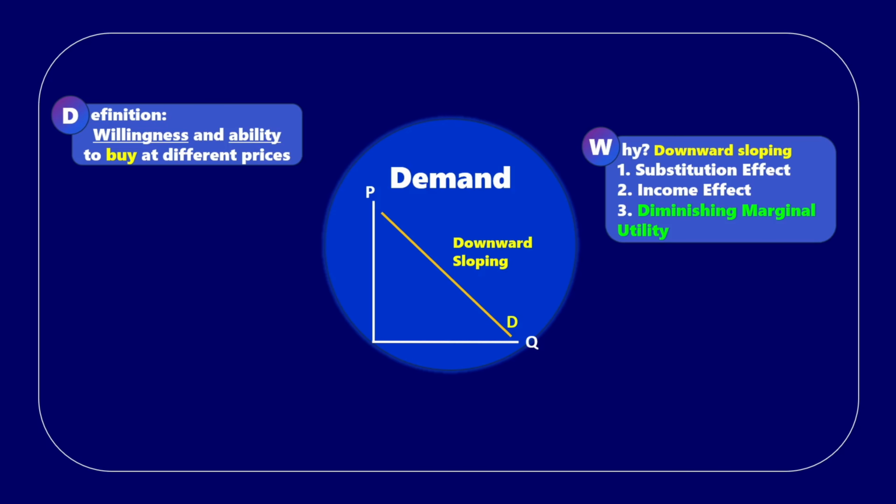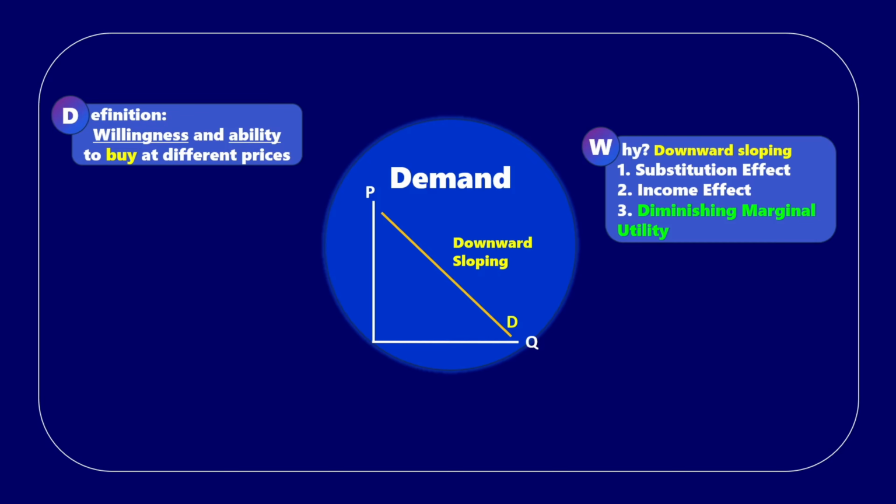Second is the income effect. When prices rise, your purchasing power falls. Think about it. If you only have $20 to spend, but the price of your morning coffee increases, you can't buy the same amount of coffee. Even if your income doesn't change, things can feel much more expensive.